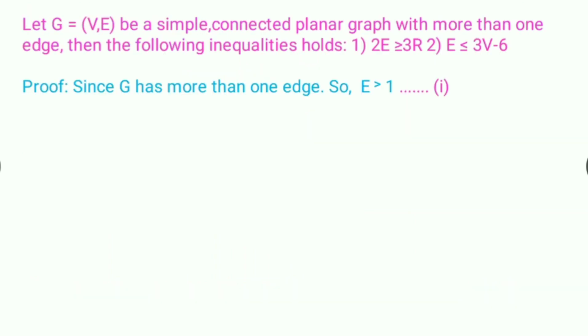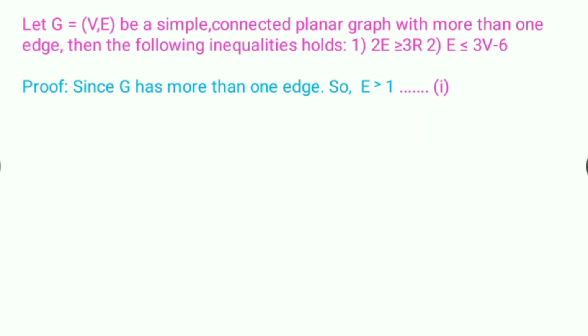Next, let G equal to (V, E) be a simple connected planar graph with more than one edge. Then the following inequalities hold. First, 2E is greater than or equal to 3R, and second, E is less than or equal to 3V minus 6. E is the number of edges, R is the number of regions or faces, and V the number of vertices in the graph G.